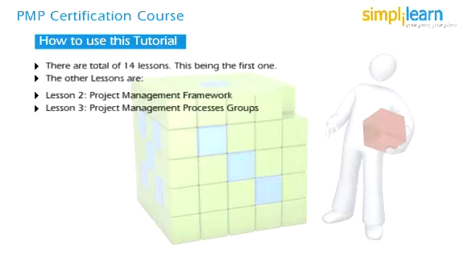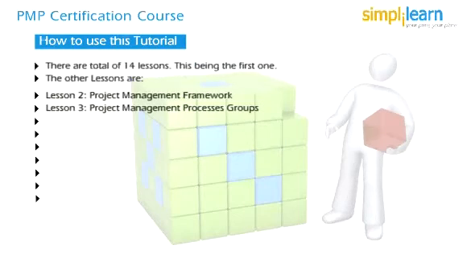Next, Lesson 3 aims to explain the 5 project management process groups, which we discussed some time back. Just to recap, these process groups are initiation, planning, executing, monitoring and control, and closing.